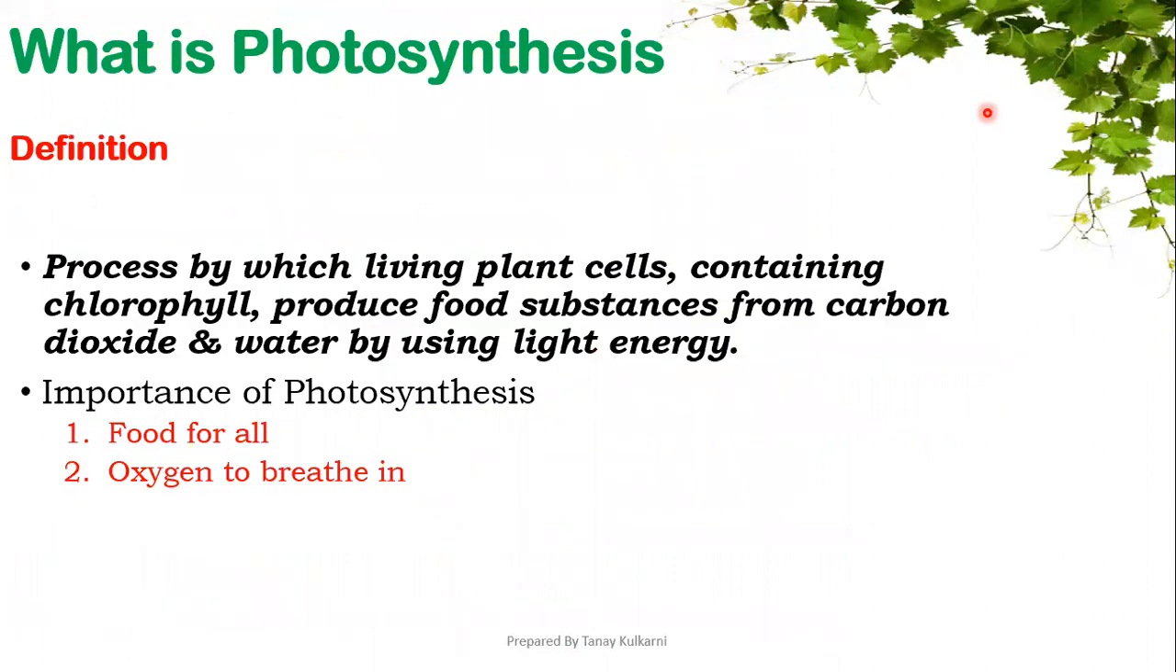Definition: photosynthesis is a process by which living plant cells containing chlorophyll produce food substances, that is glucose and starch, from carbon dioxide and water using light energy. Why is it so important? As I told you earlier, photosynthesis is required because it produces food for all. Photosynthesis is the ultimate source of energy and food for all living things, directly for plants and indirectly for the animals.